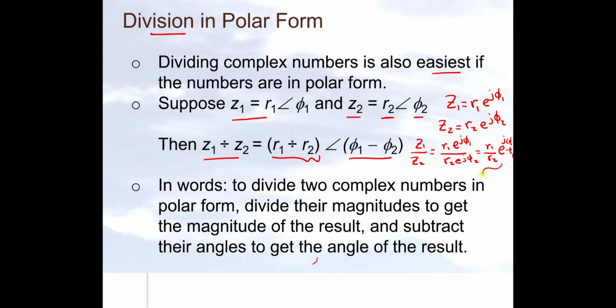Okay, let me write it here in more space. e^(j(φ1 − φ2)). So in simple words, when you divide two complex numbers, you're going to get a new complex number. When done in the polar format, the magnitude of the result is obtained by dividing the magnitudes of the two complex numbers, and to get the phase of the result, you subtract the angles of the two numbers you are dividing.